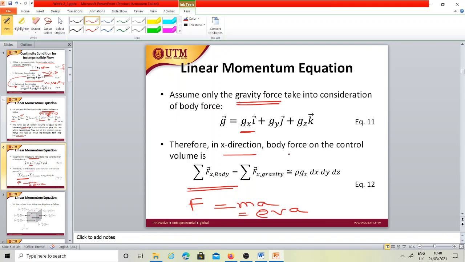We are not considering gy and gz in this case because we are just considering the x directional motion. Normally we know that the gravitational force only acts in the z direction, but later on we will see that there is actually no gx and gy. But anyway, for simplicity we consider that it has three components, gx, gy and gz.